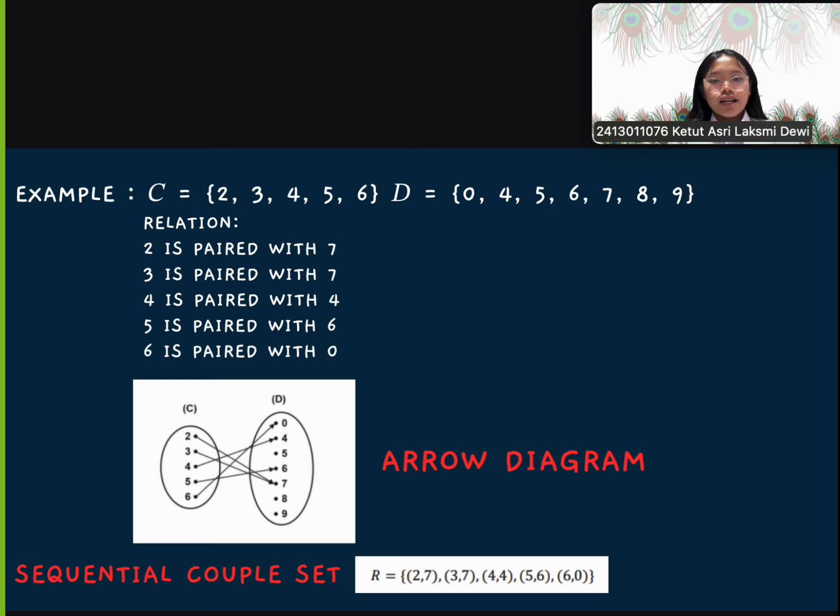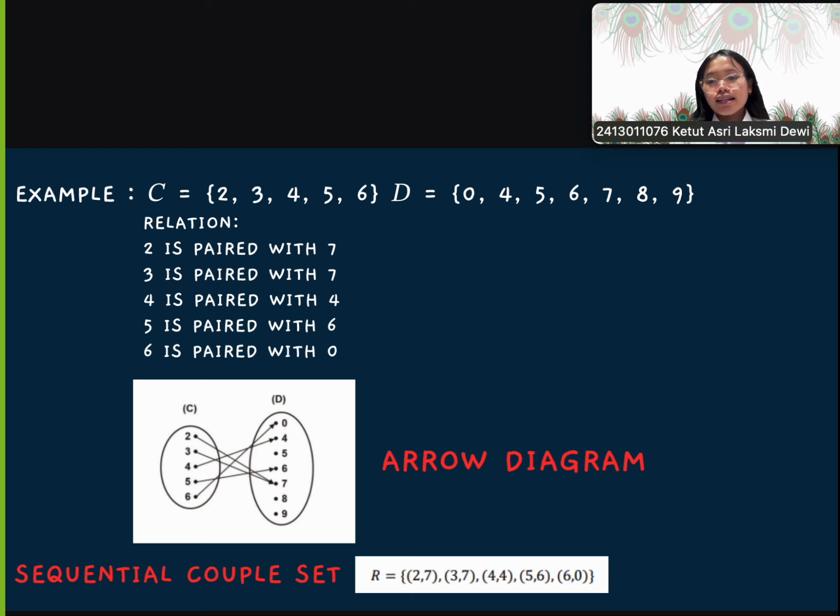First, a arrow diagram. In the arrow diagram, we draw arrows from elements in set C to elements in set D. Each arrow shows how one number in set C is related to a number in set D. For example, the number 2 points to 7. The number 3 also points to 7. The number 4 points to 4. The number 5 points to 6. And the number 6 points to 0. This diagram helps us see the relation visually.